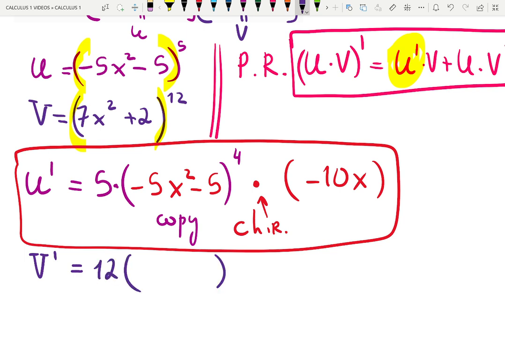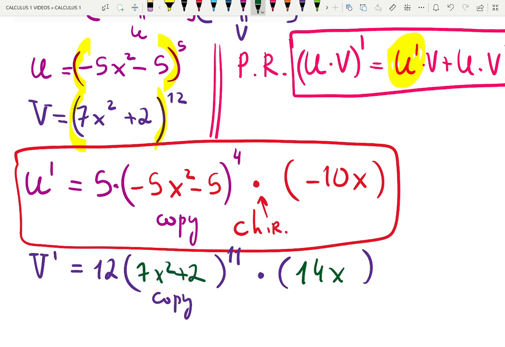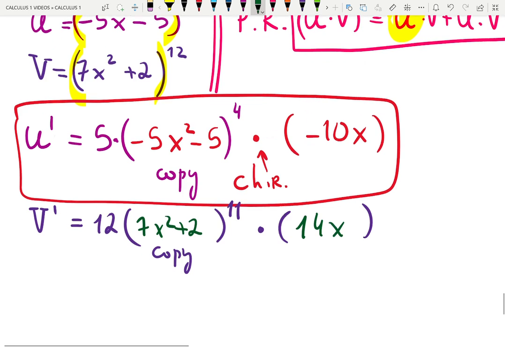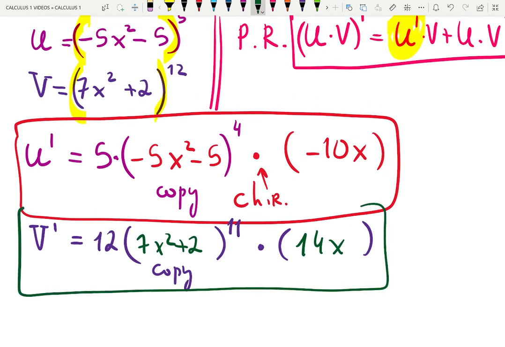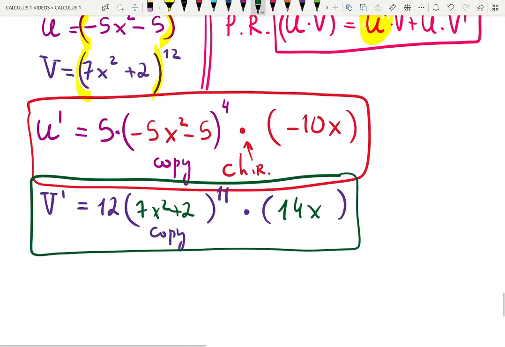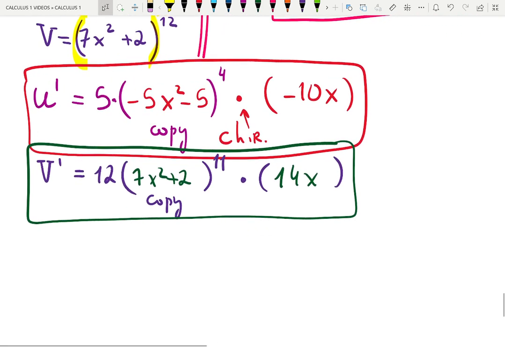12, copy the function inside. Raised to the what power? 11 times the derivative of the function inside, which is what? 14x. And the function inside was 7x squared plus 2. Well, I end up taking derivative after all. But this is how I would recommend remembering the steps. Derivative of the function outside, copy the function inside, times the derivative of the function inside.